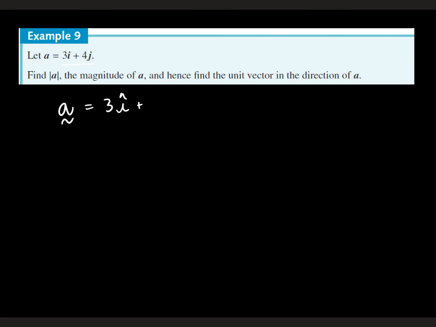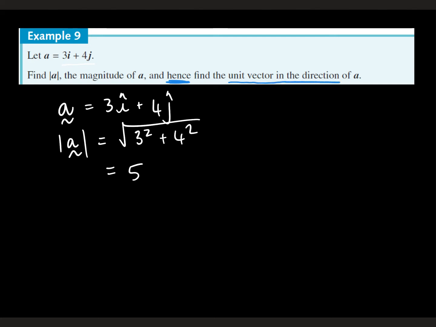Find the magnitude of A. Okay, so the magnitude of A, its length, Pythagoras, and that is the magnitude of A. And now it says, just read what it says here, and hence means using that information, find the unit vector in the direction of A.